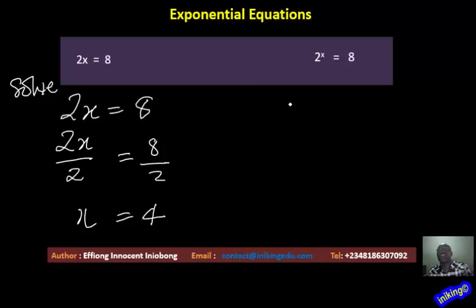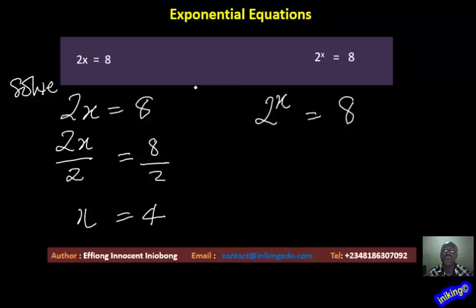But on the right hand side, the expression 2 raised to power x is equal to 8 is different from 2x equal to 8. An expression like this is known as an exponential equation. Here we can see that x is not just multiplying 2, rather it's an index or the exponent of 2. The expression says that 2 raised to the power of x is equal to 8.